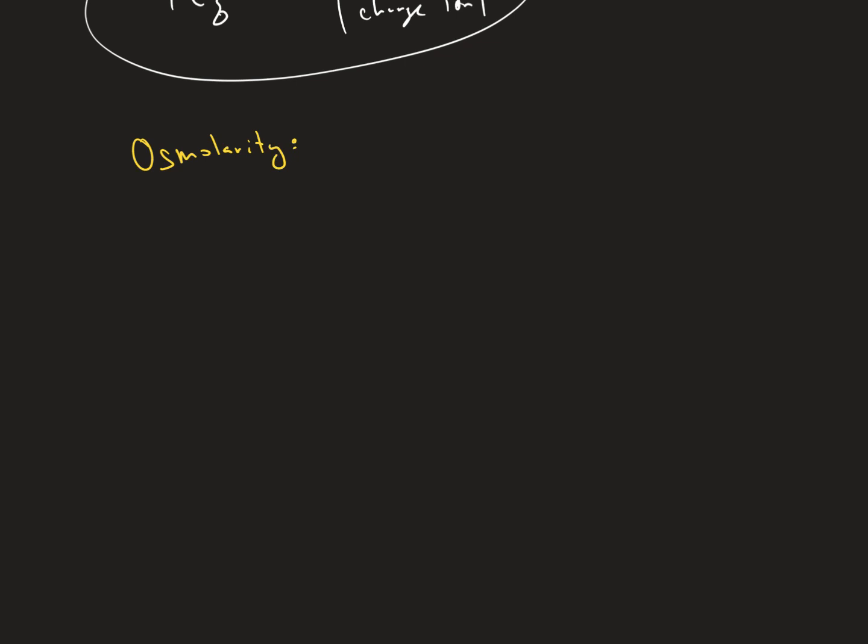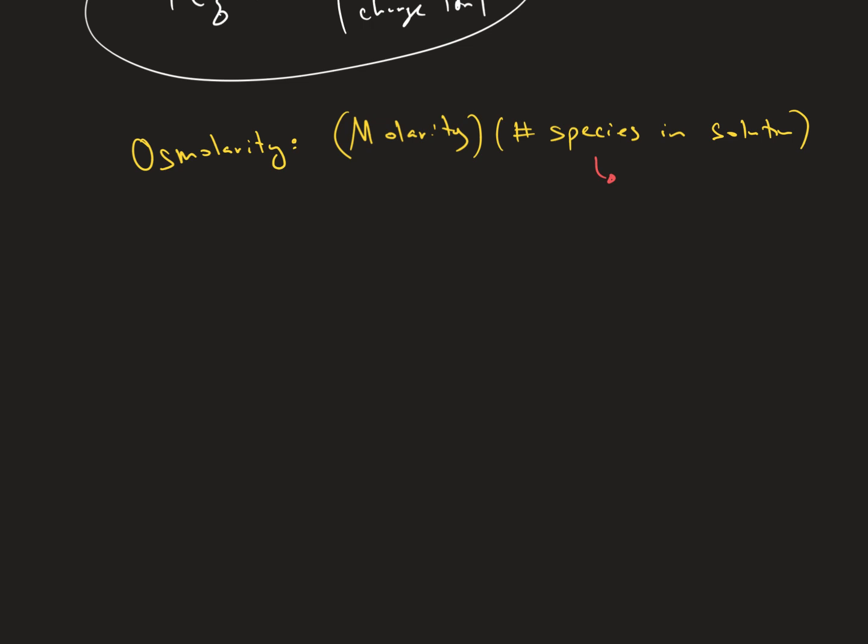Okay, so osmolarity is just the molarity multiplied by the number of species in solution. When I say number of species, I'm talking about when you throw salt in a solution, what happens? It dissociates. So how many species are in our salt solution?